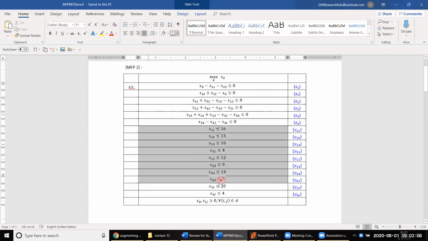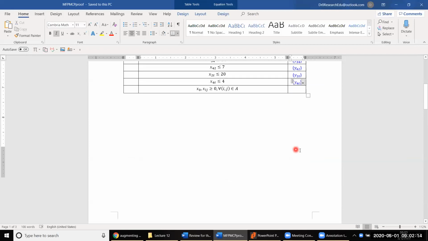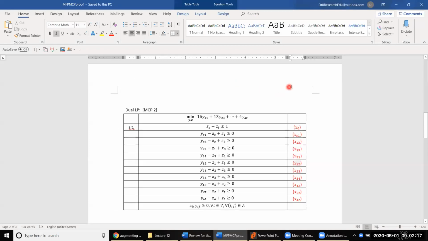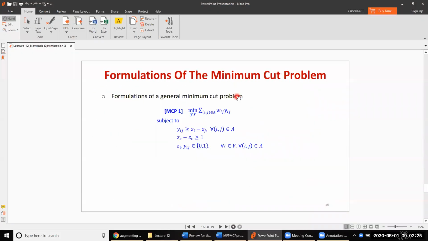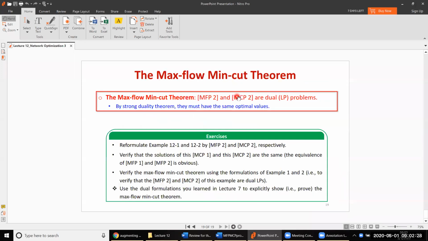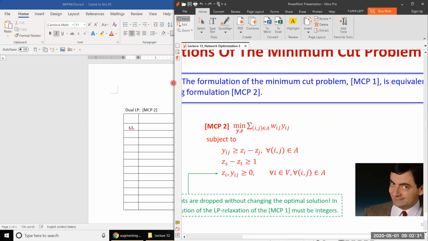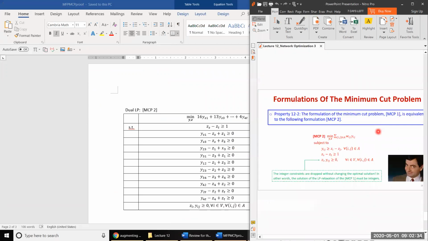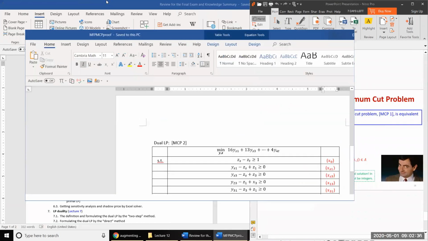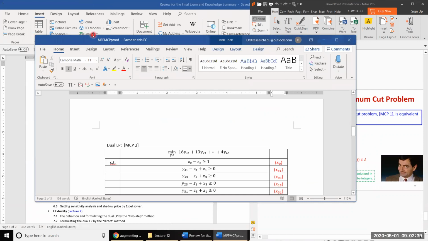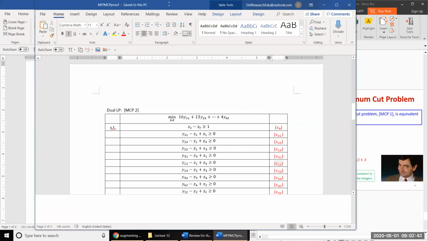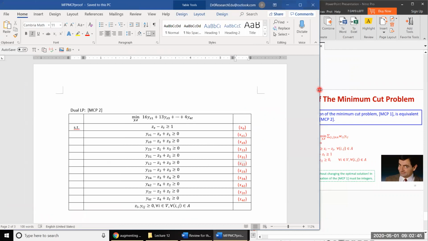And for the flow capacity constraints, we defined the corresponding variable to be YST. And then we write the dual form of that LP to be this one, see it? And we have found that this one is nothing but the MCP, MCP2 actually. You can clearly see, let me make it smaller. So this is the MCP2, and this is the formulation that we got. See it? They are the same actually.